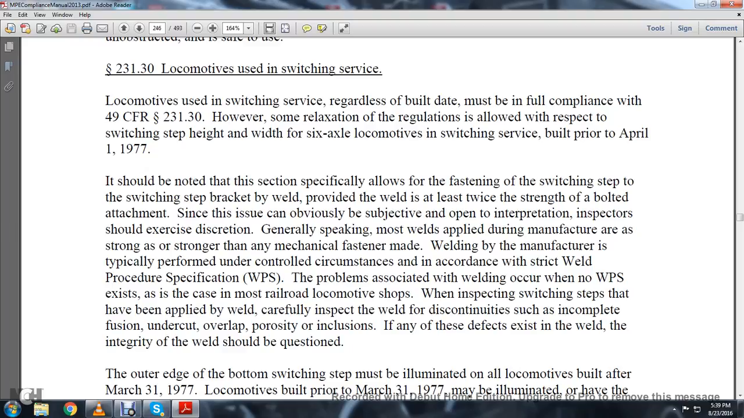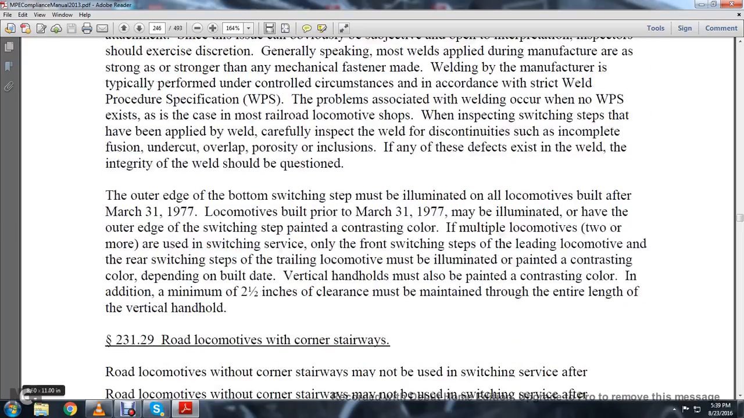Problems associated with welding occur when no welding procedure specifications exist. In the case of most railroad locomotive shops, when inspecting switching steps that have been applied with welding, carefully inspect the weld for discontinuities such as incomplete fusion, hot cracks, undercut, overlap, porosity, and inclusions. If any of these defects exist in the weld, the integrity of the weld should be questioned.